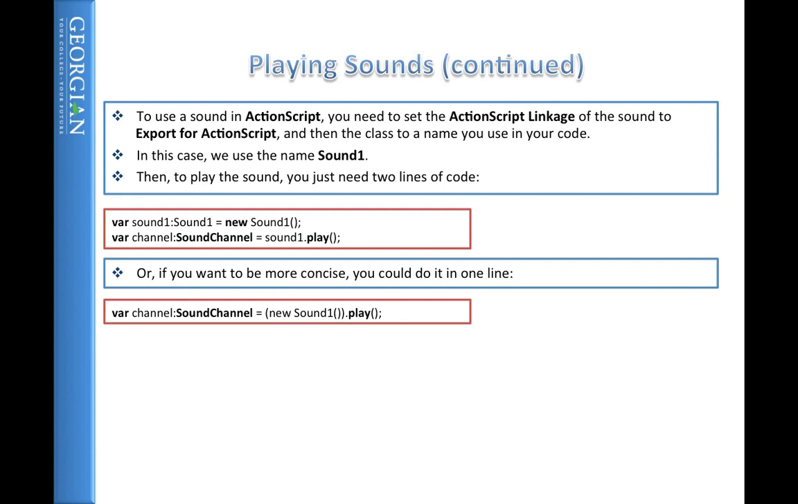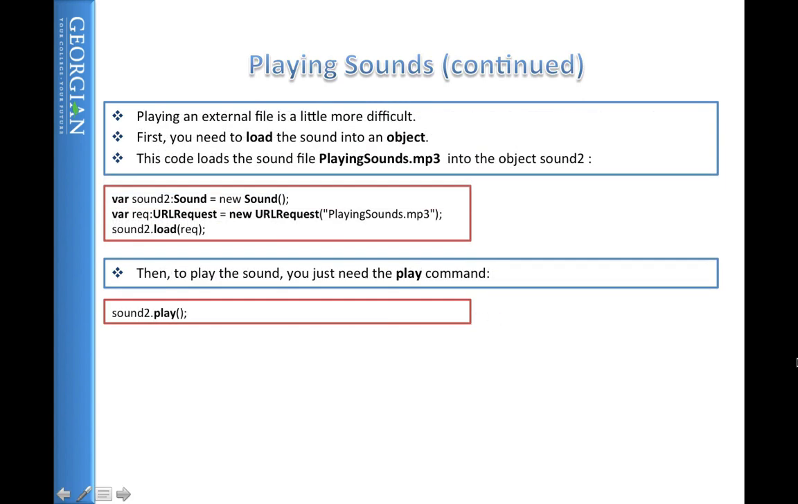What we want to do is create a channel for that sound. So we create a sound channel, and that sound channel is going to be able to take that sound, and we can play it. So we create a channel called channel, and I've embedded this sound1.play method in it. Or you can do it all in one line like this. This is the best way, the embedded version.